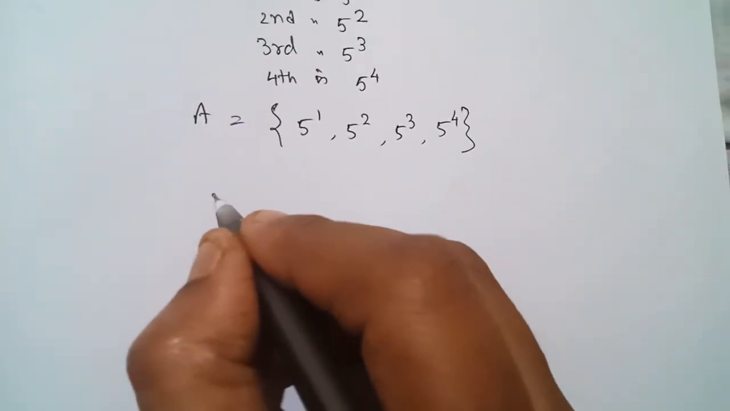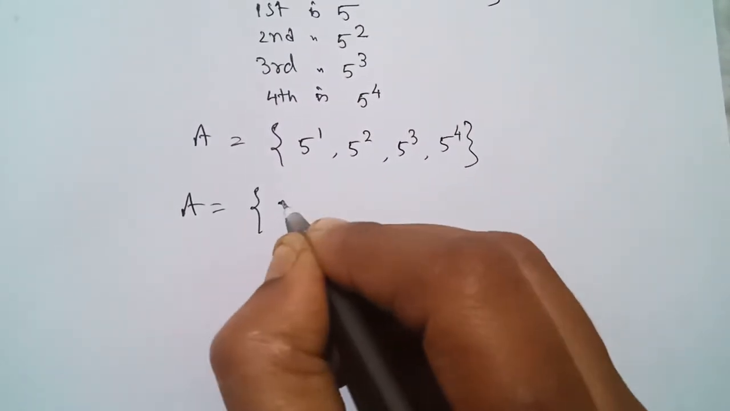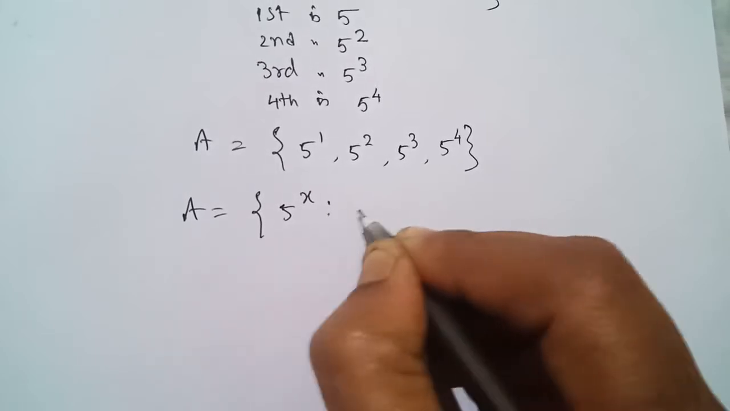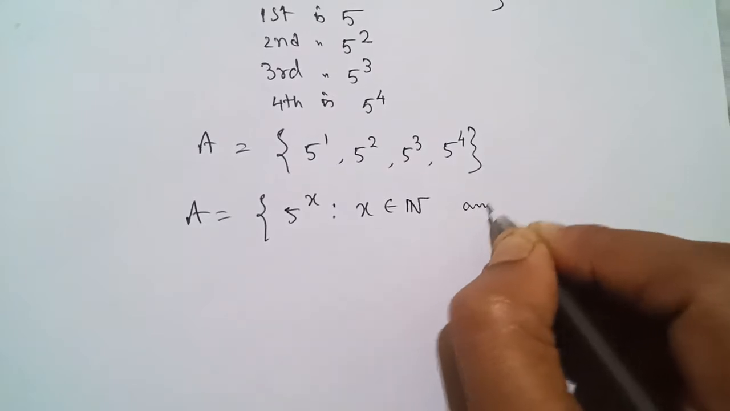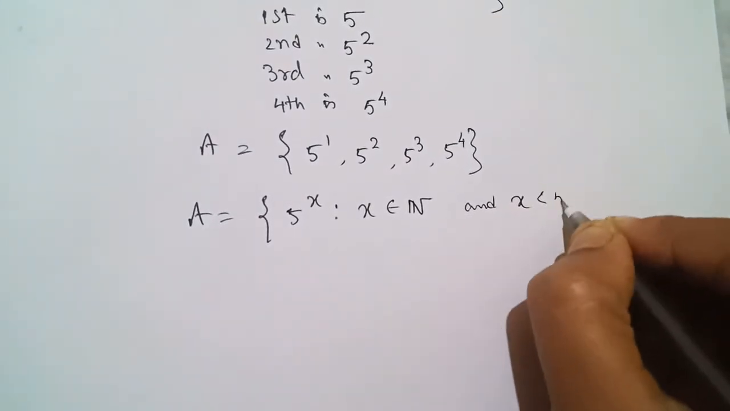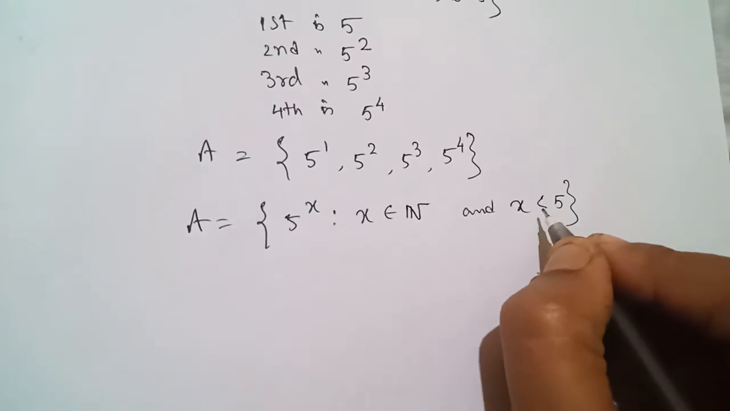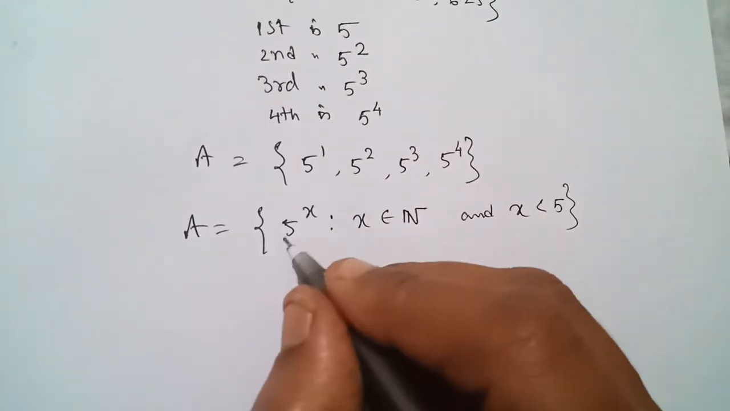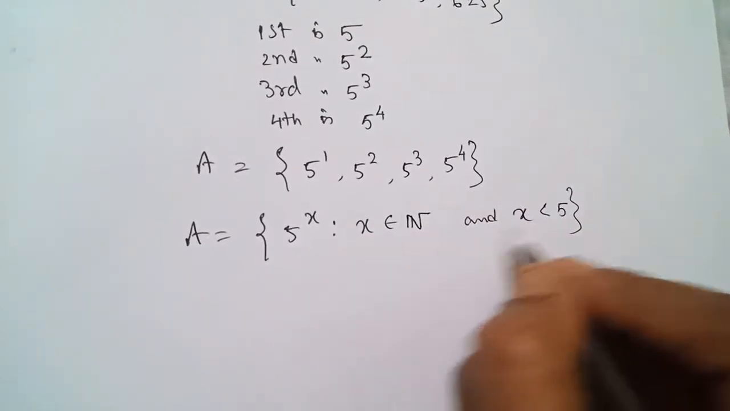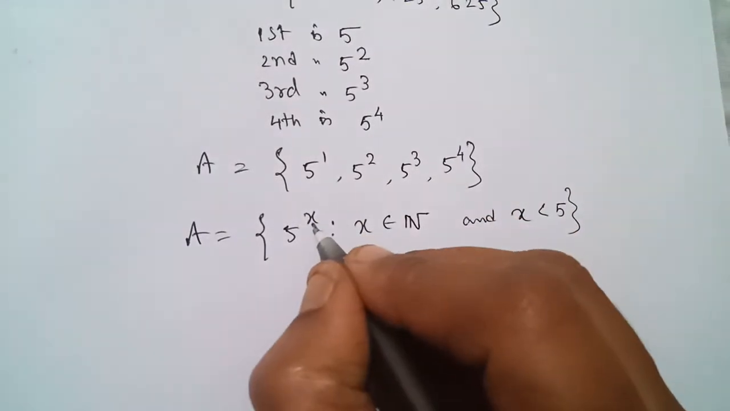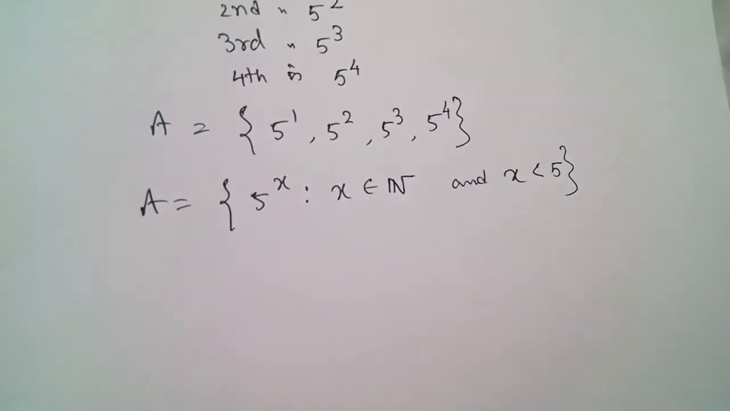So in set builder form we can write like this: A equals 5 to the power x such that x belongs to the natural number set and x less than 5. Natural number set and x less than 5 means it will be 1, 2, 3, 4. So we have actually described the condition for this x, that is the power of 5.